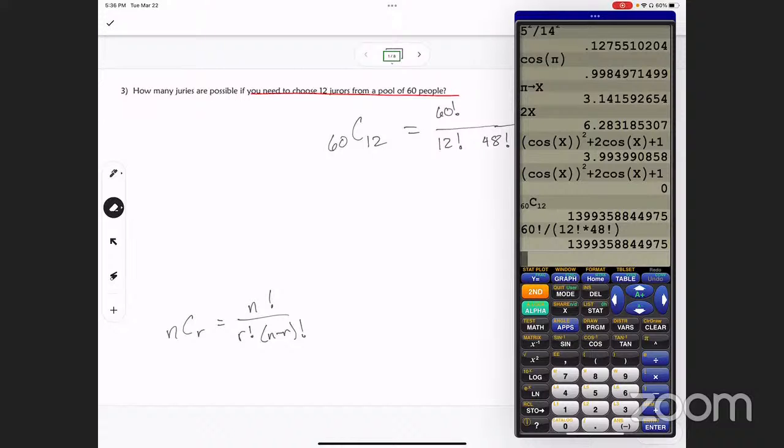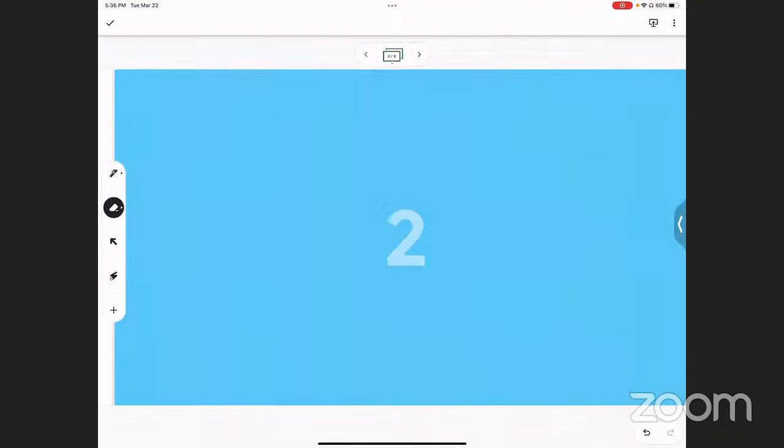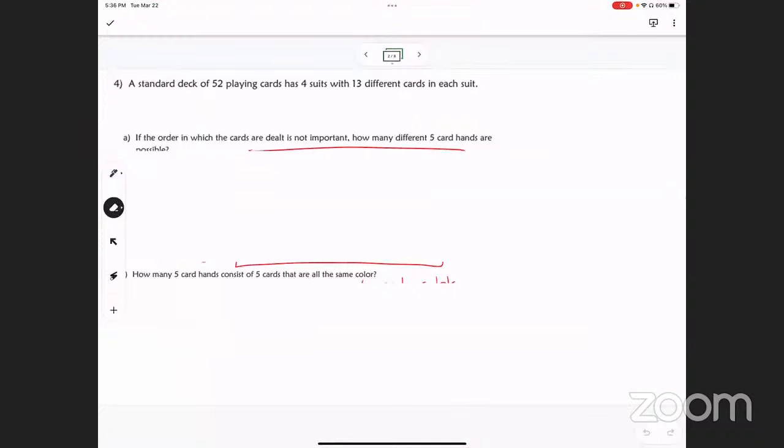It's 1.399 times 10 to the 12, I think. Yeah, that's the same thing. That's just the scientific notation they're writing, but our calculator has the ability to write it out because it's a bigger screen.